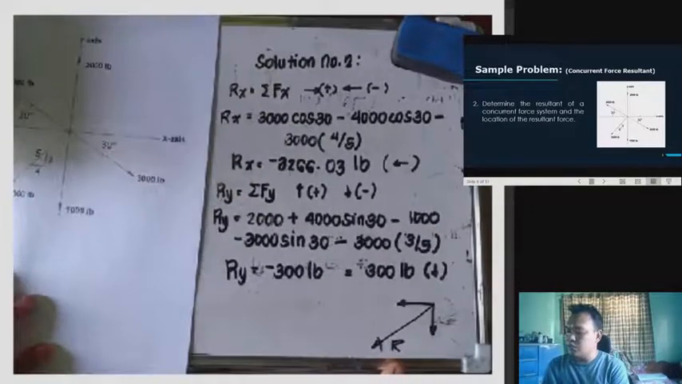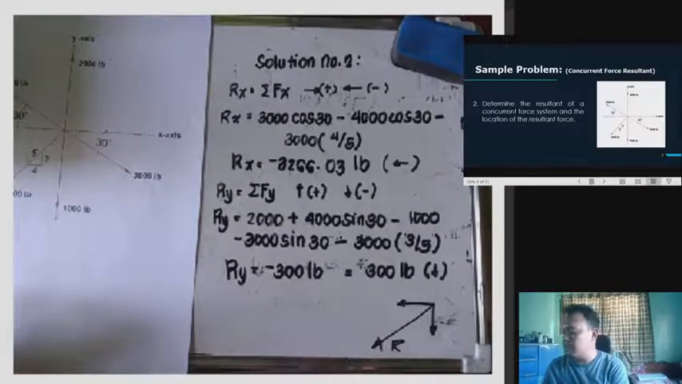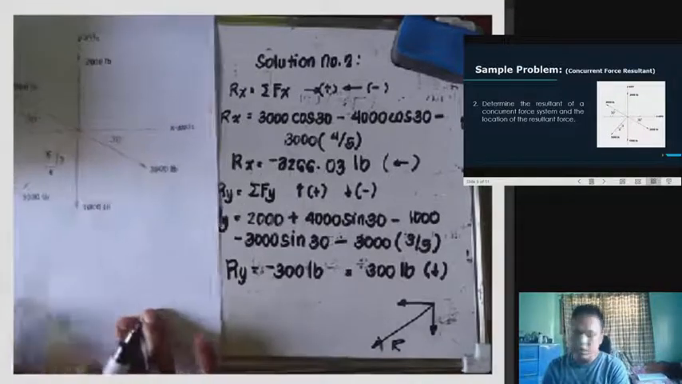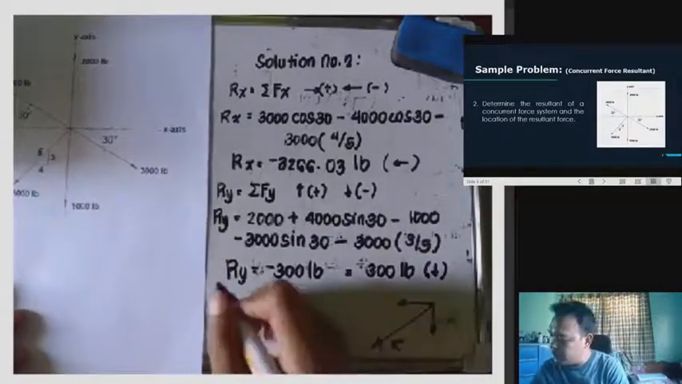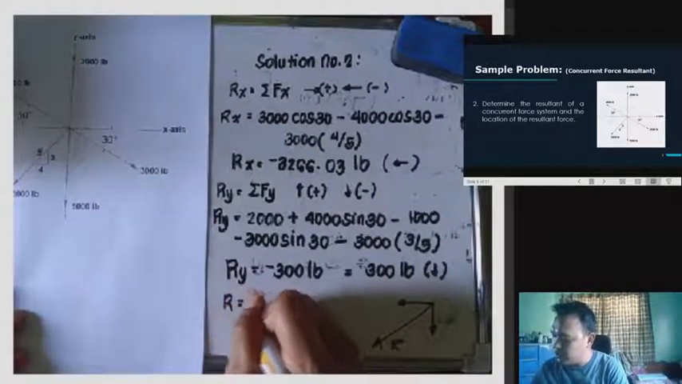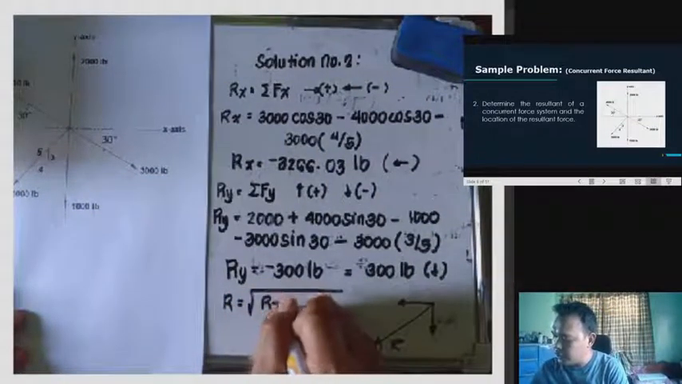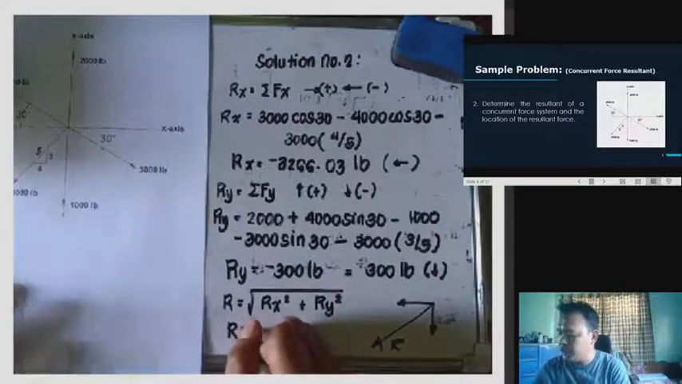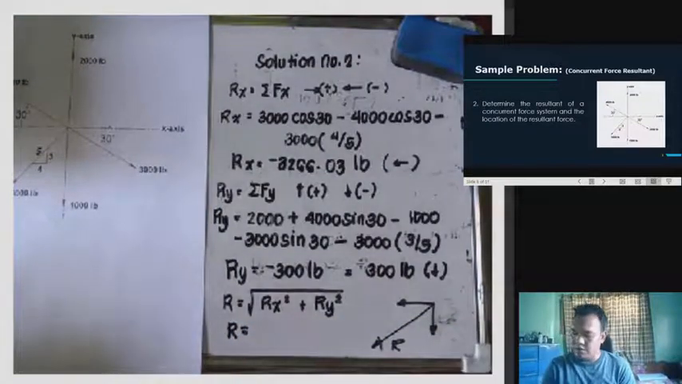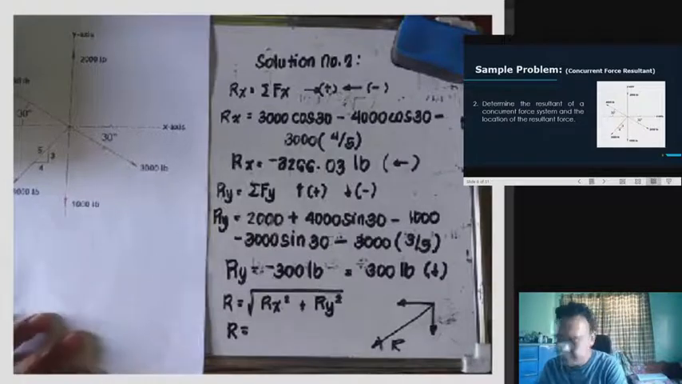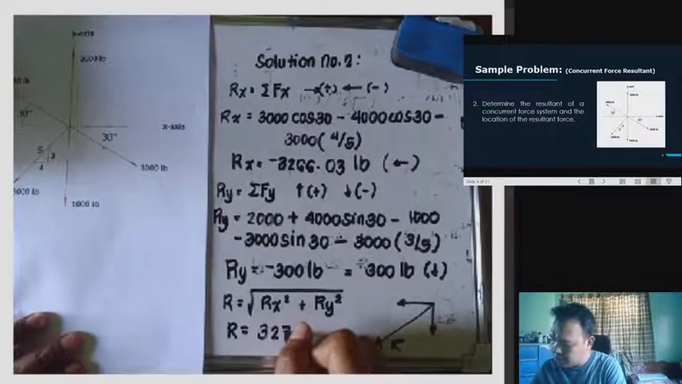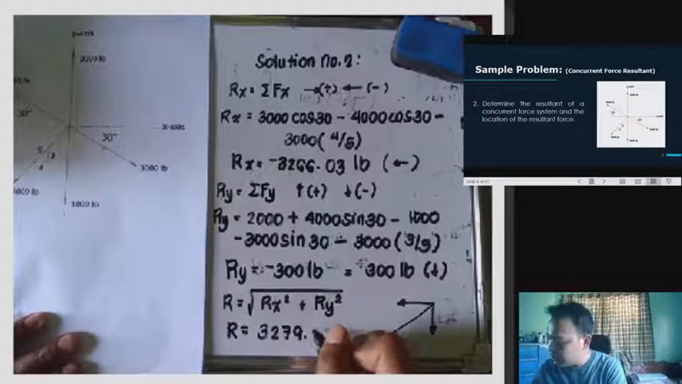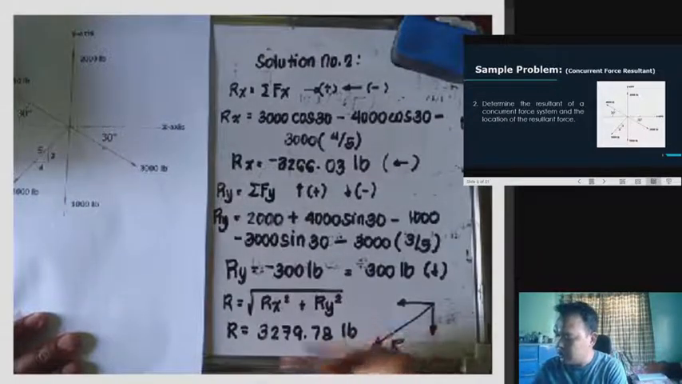Ito. So to get the value of the angle and the resulting R, square root lang natin siya. So we have here R is equivalent to the square root of Rx squared plus Ry squared. So we have here R is equivalent to the square root of 3266.03 squared plus 300 squared. So we have here 3279.78 pounds. So yan po yung resultant force natin.